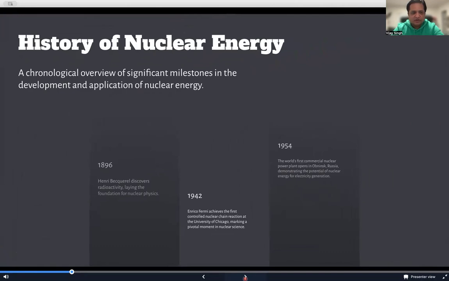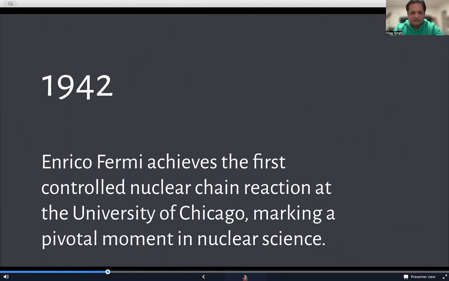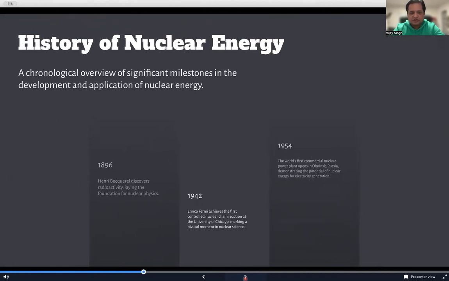So if we look at the history of nuclear energy, it was 1896 when Henry Becquerel discovered radioactivity, laying the foundation of nuclear physics. 1942, Fermi achieves the first controlled nuclear chain reaction at University of Chicago. And then in 1954, the world's first commercial nuclear power plant was opened in Russia.